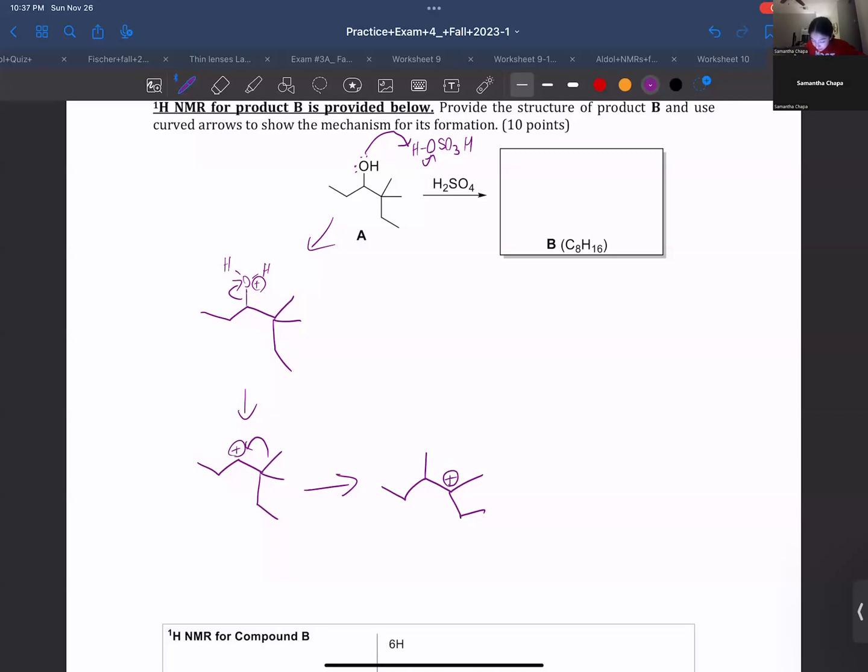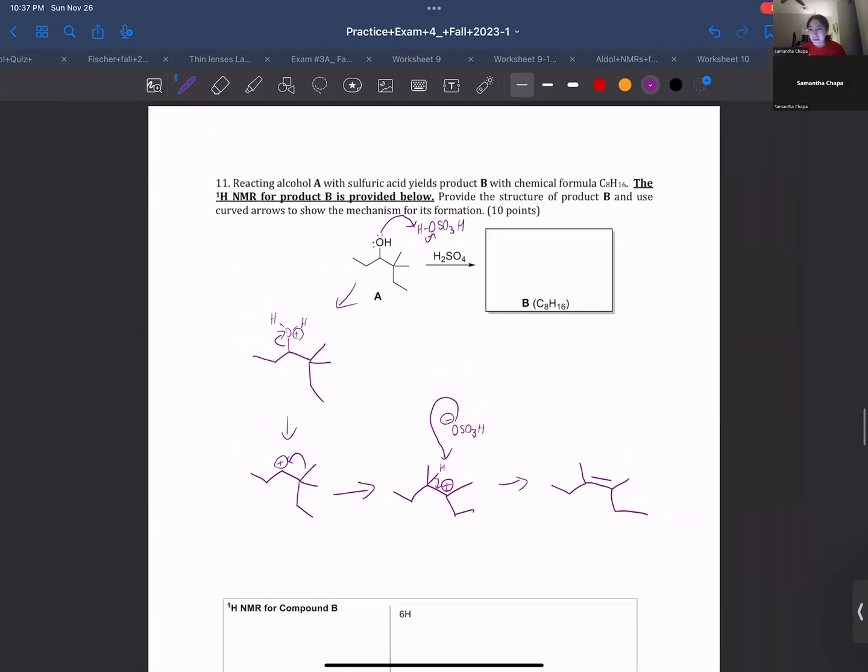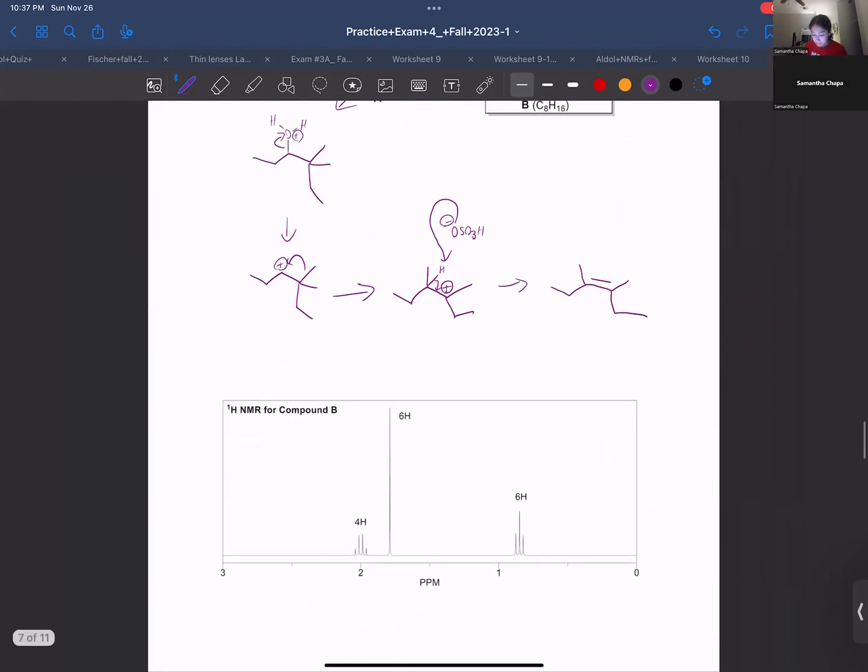And so the last step is just deprotonating the, I guess it's beta hydrogen, I think is the term. And so OSO3H minus, because this is a catalyst, it has to be regenerated. So I'll put this down and I'll put this down. My goal for this one was trying to make the more stable carbocation, more stable product, because this is a tetrasubstituted alkene. And I pretty much just checked myself with the NMR.